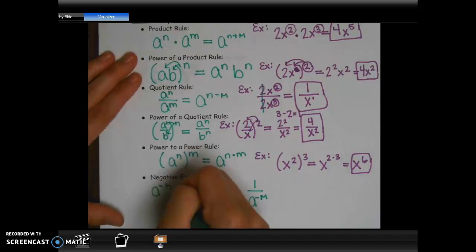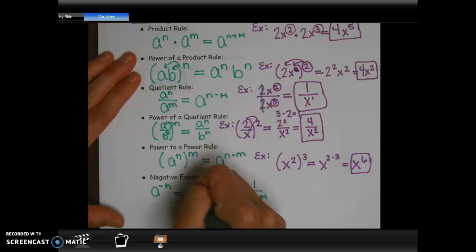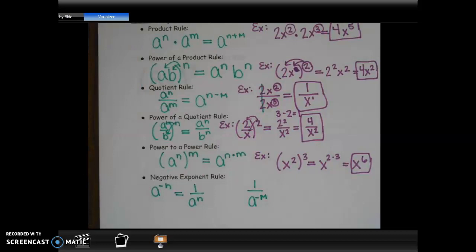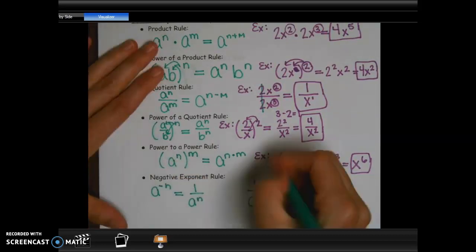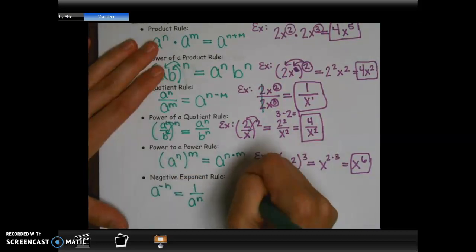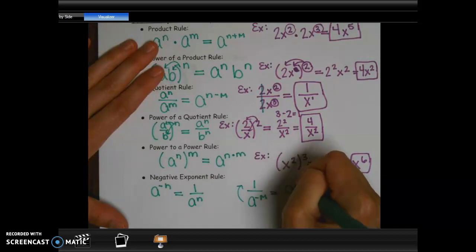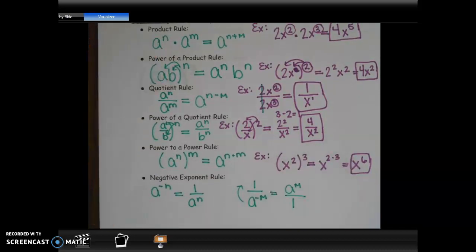So this would turn into, ta-da, to make it positive. To make this one positive, we would move it to the top. Ta-da, just like that, okay? Now I don't know if we're looking for an example, but we do one later on.